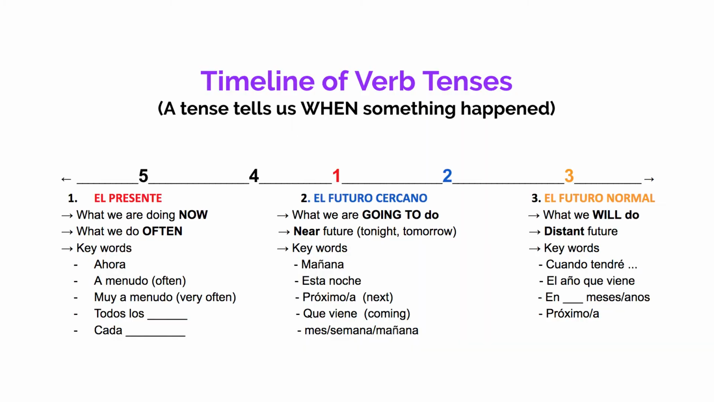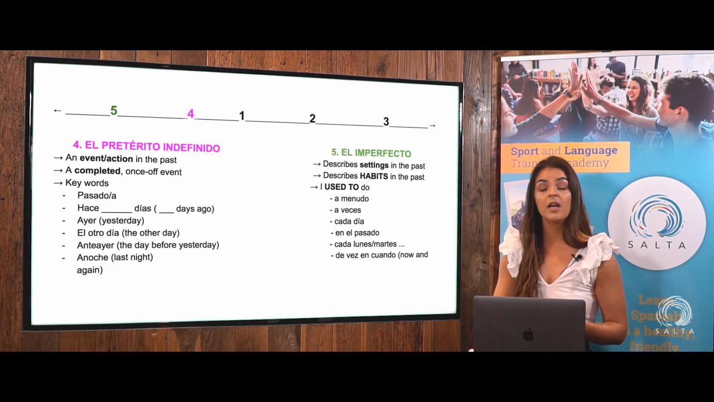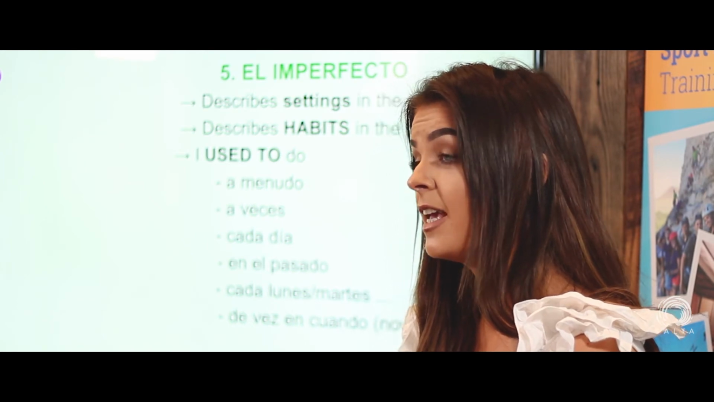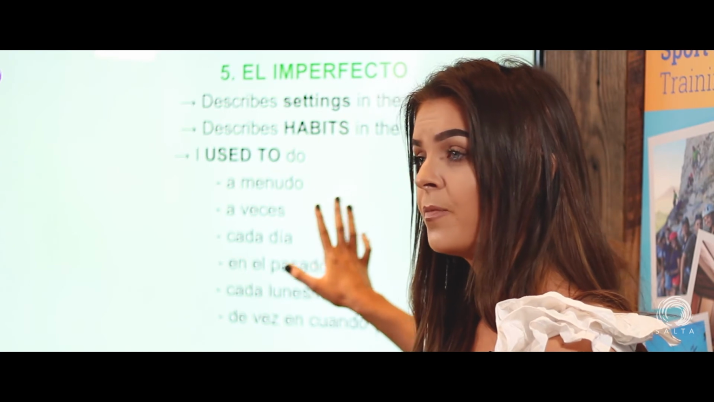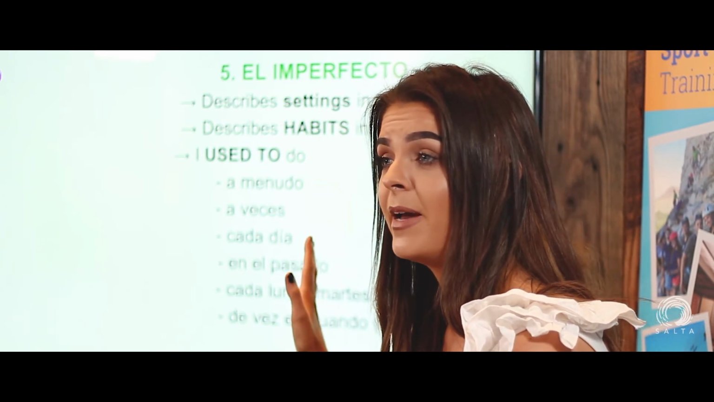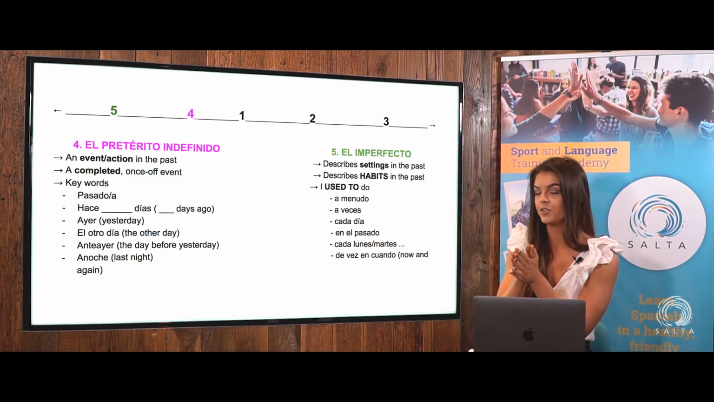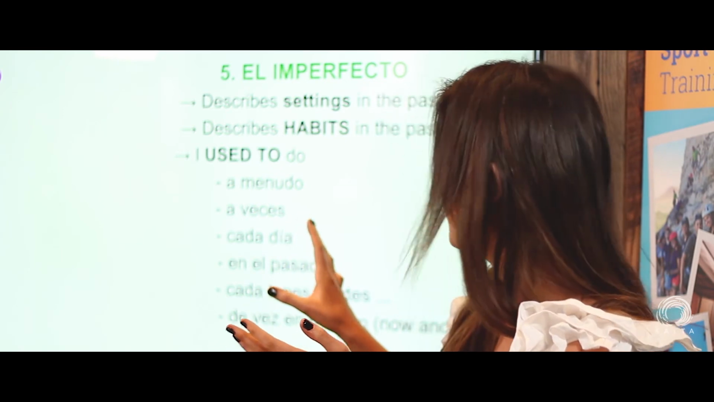So that's 1, 2, and 3. So now we need to look at 4 and 5. A little hack that I probably shouldn't be telling you as a Spanish teacher is, if you are somebody who struggles a lot with verbs, don't worry about number 5. I would also say don't worry about the normal future tense because you can get away with using the near future. But to give you everything you're going to need, I've given you all 5 verb tenses.